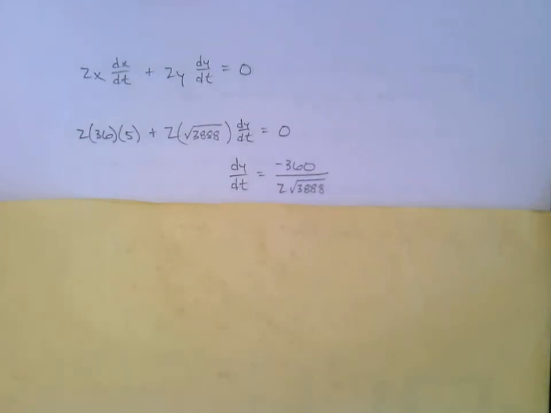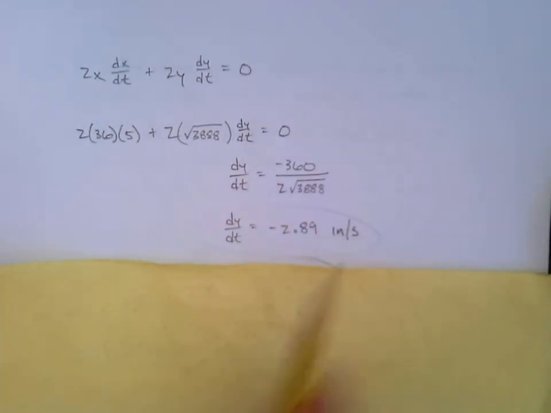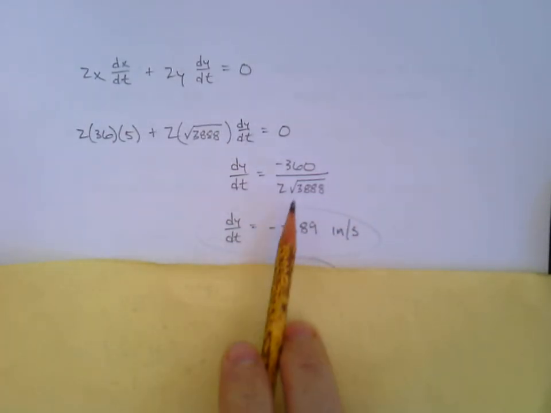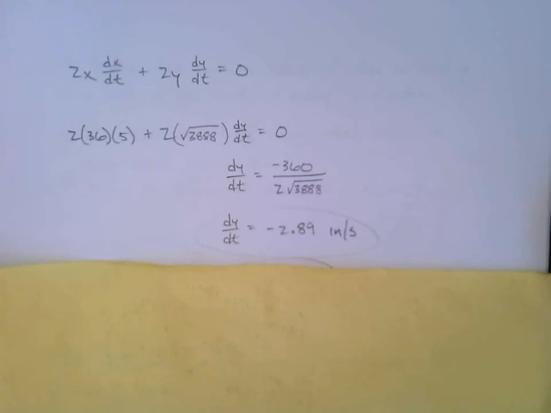And now finally, I'm going to round my answer to 2 decimal places. And I get dy over dt equals negative 2.89 inches per second is the units. Let's come back to that. We'll discuss how we knew that this was the units. But we got the negative 2.89. A couple of interesting things here. I'm actually going to go back to the drawing.